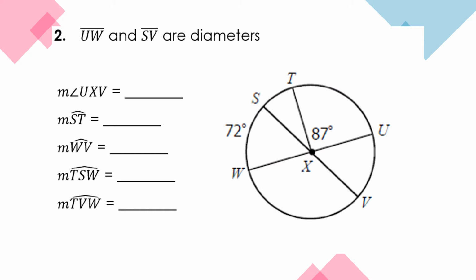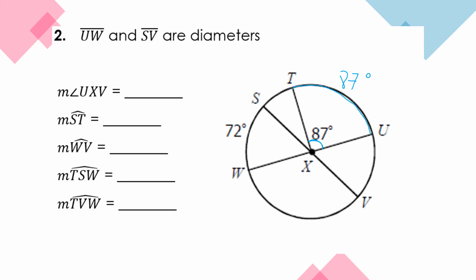All right, in number 2, we know that UW is a diameter, and we know SV is also a diameter, and that makes X the center because diameters go through the center. We also have that angle TXU is 87 degrees. So this angle right here, 87 degrees, is a central angle. So that is going to mean that arc TU will also be 87 degrees.